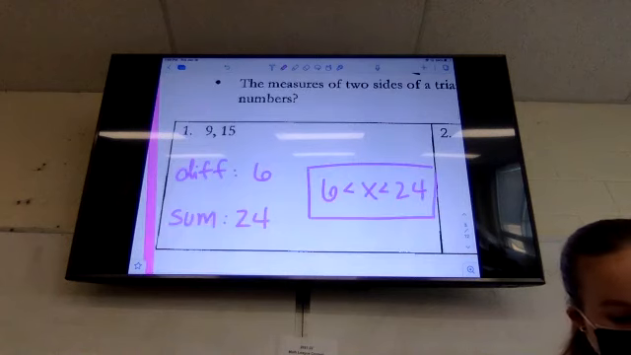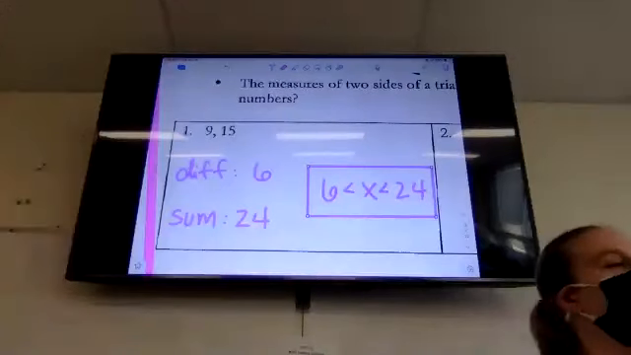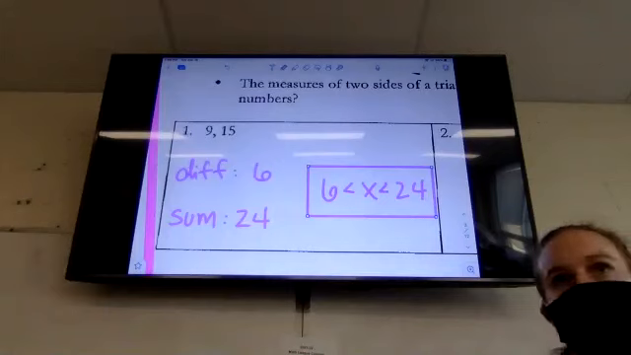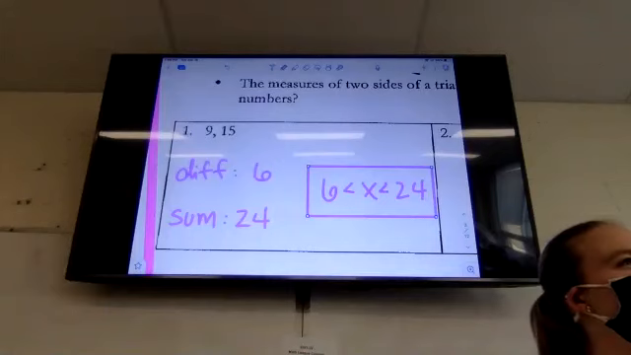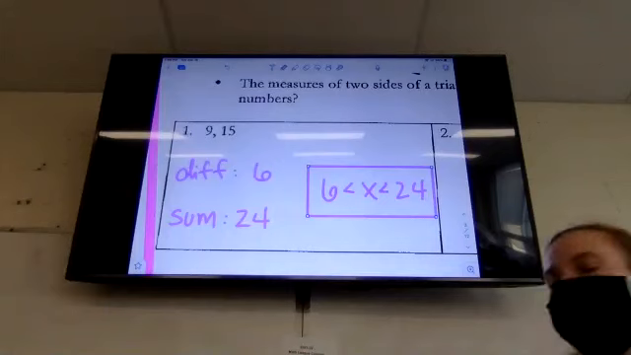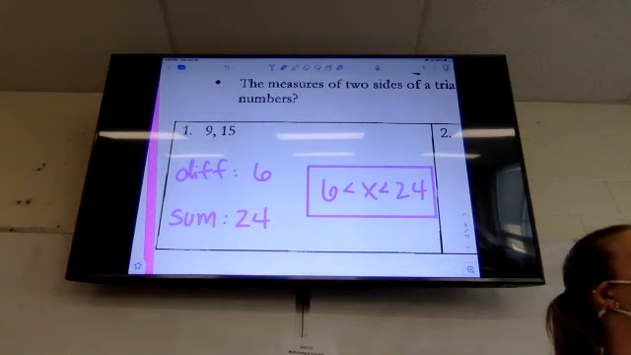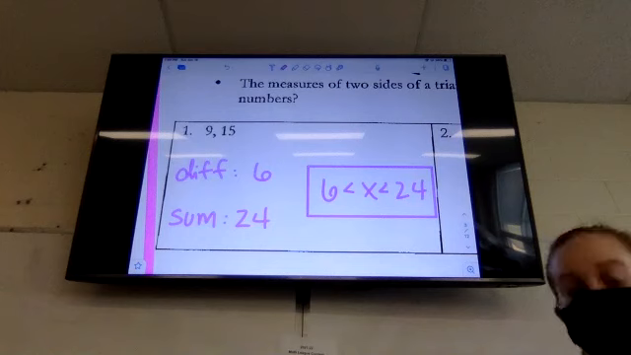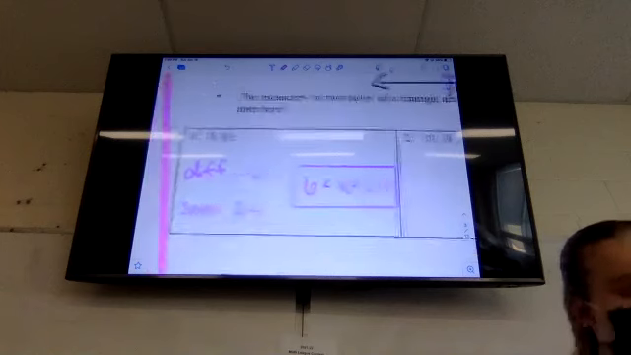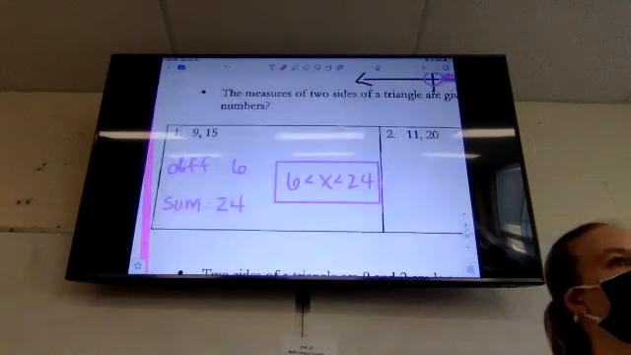It could be 7. It could be 23. It could be 19. It could be 15.7. Could it be 6? It can be bigger than 6. Could it be 24? No, it could be less than 24. So find the difference, find the sum, make an inequality.